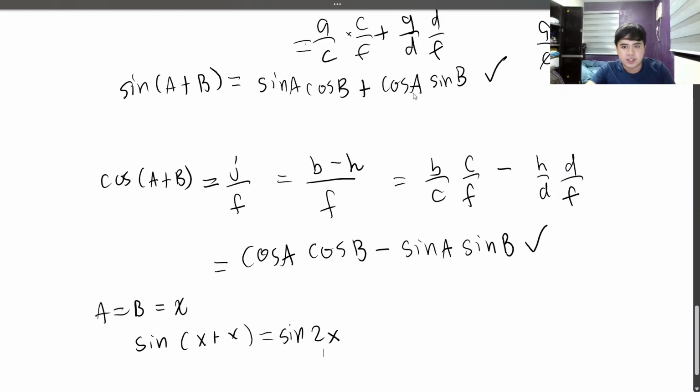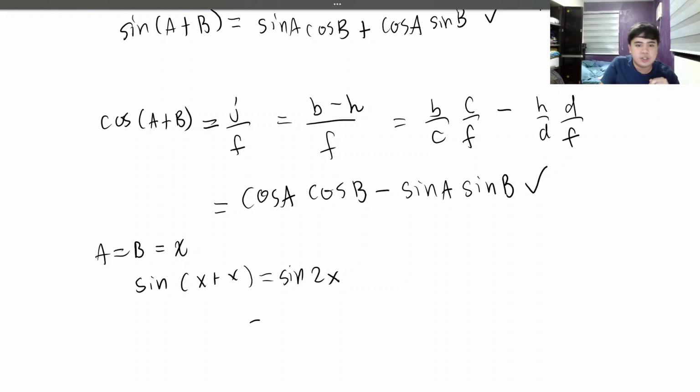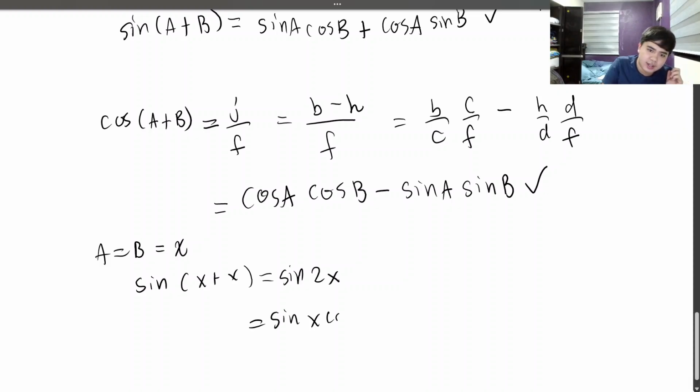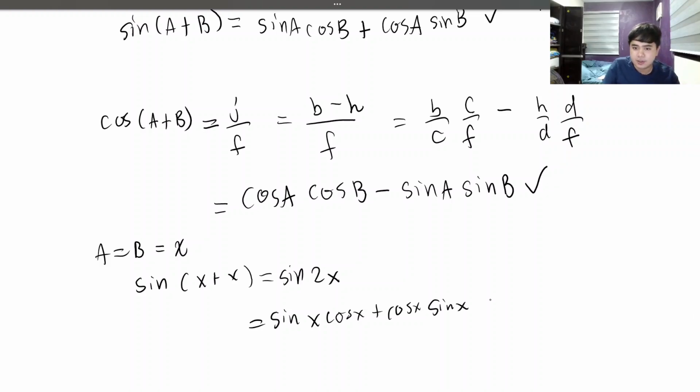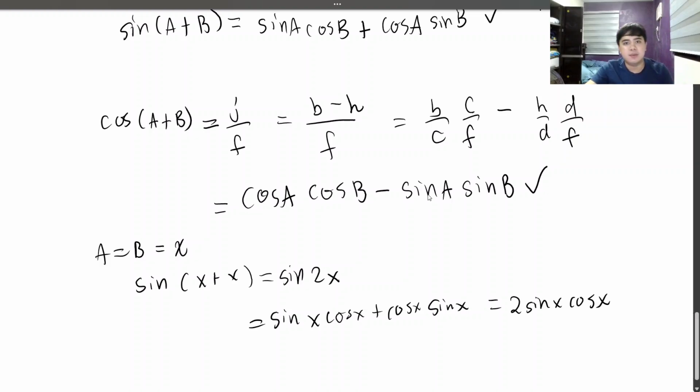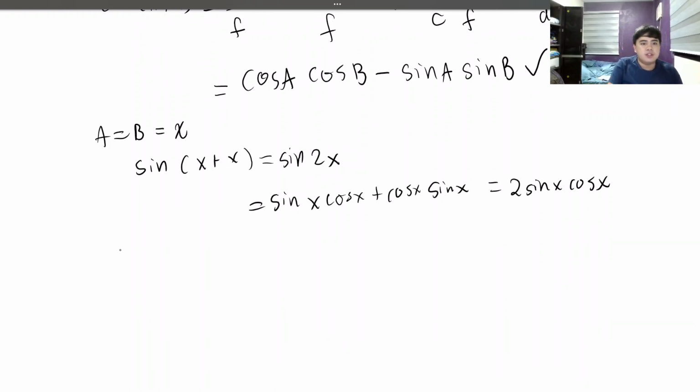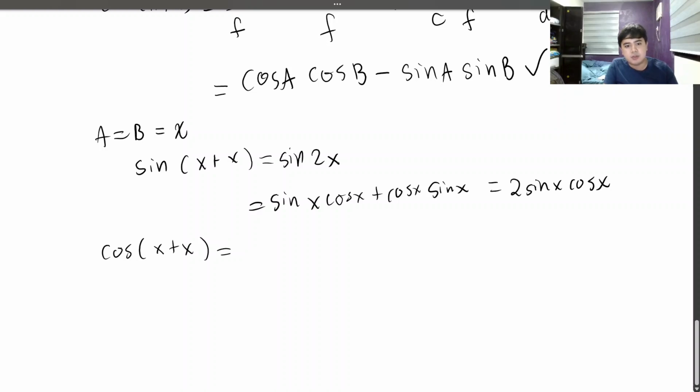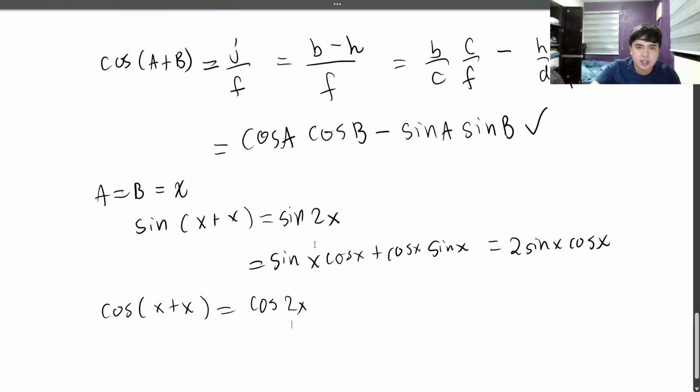So we just apply this, sine A cosine B plus cosine A sine B, and put X where A and B are. So this is sine X cosine X plus cosine X sine X, or 2 sine X cosine X. That is the double angle identity, right? And cosine of A plus B, or X plus X, this is going to be the double angle identity for cosine. So what is it?